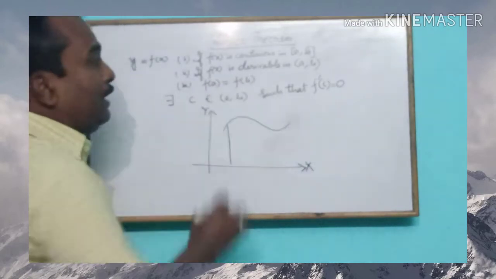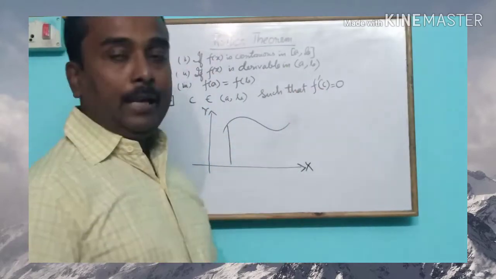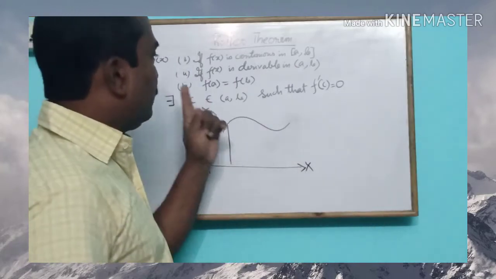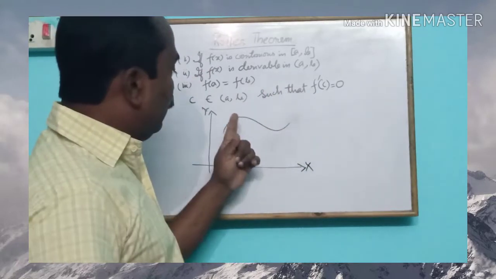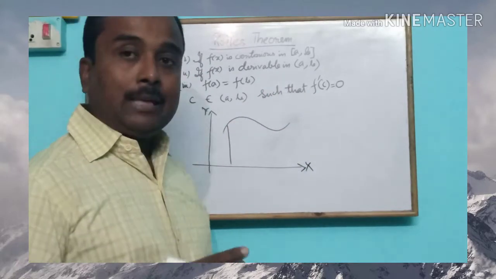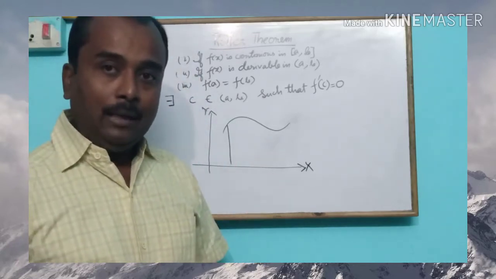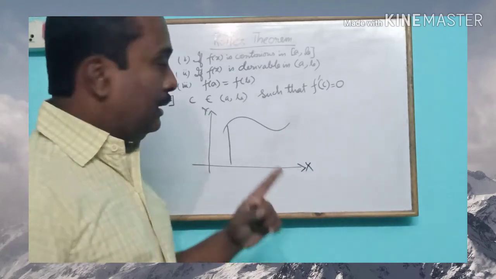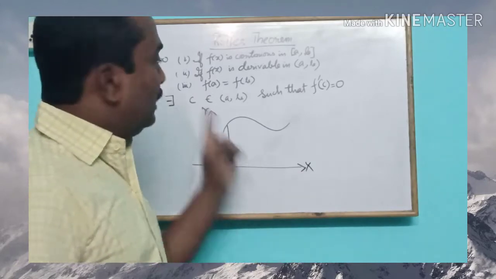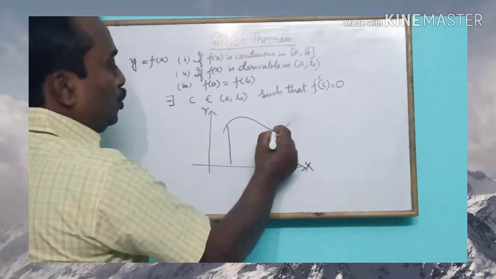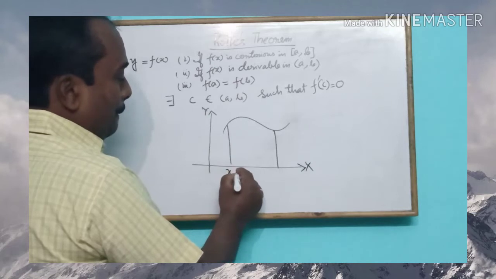Second one, f(x) is derivable in the interval AB. That means the derivative is finite in the open interval AB. If the derivative exists, then at every point within the interval A and B, the tangent also exists. We know the slope of the tangent is dy by dx. That means if the derivative exists, then only the slope will exist, and if the slope exists, the tangent will exist at all the points in between A and B.